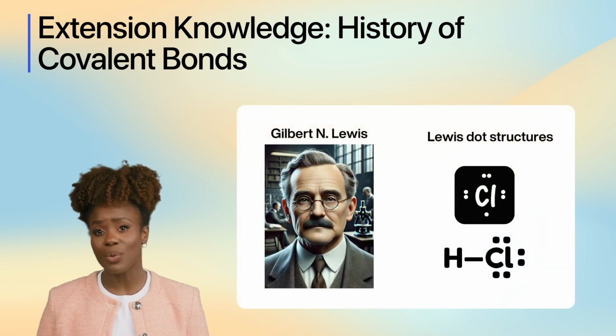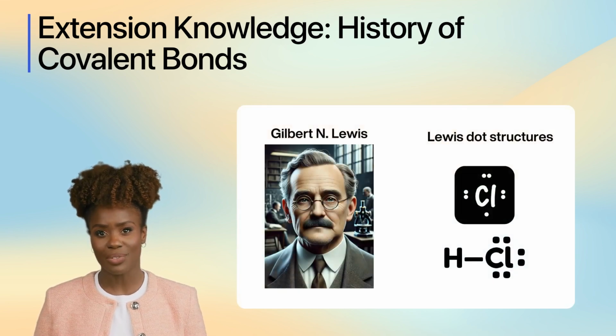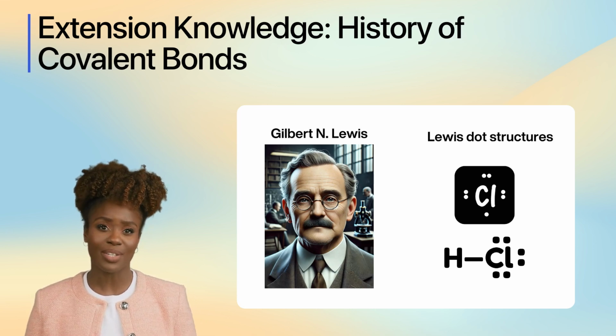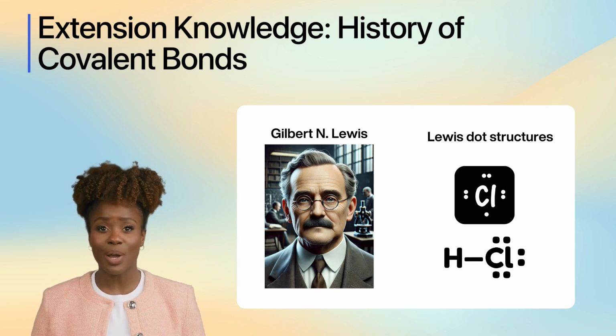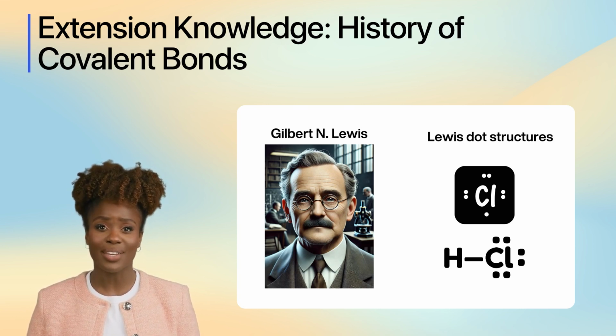The concept of covalent bonds, where atoms share electrons, was first proposed by Gilbert N. Lewis in 1916. Lewis introduced the idea of electron pairs and the famous Lewis dot structures to visually represent how atoms bond. This groundbreaking work laid the foundation for our understanding of chemical bonding.